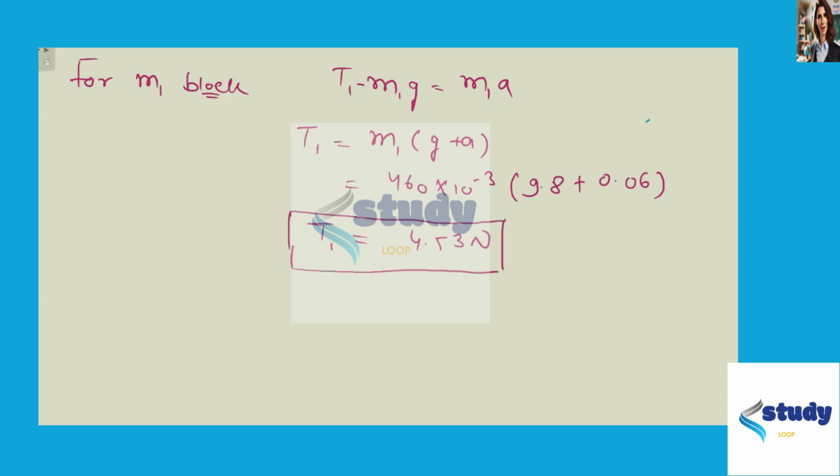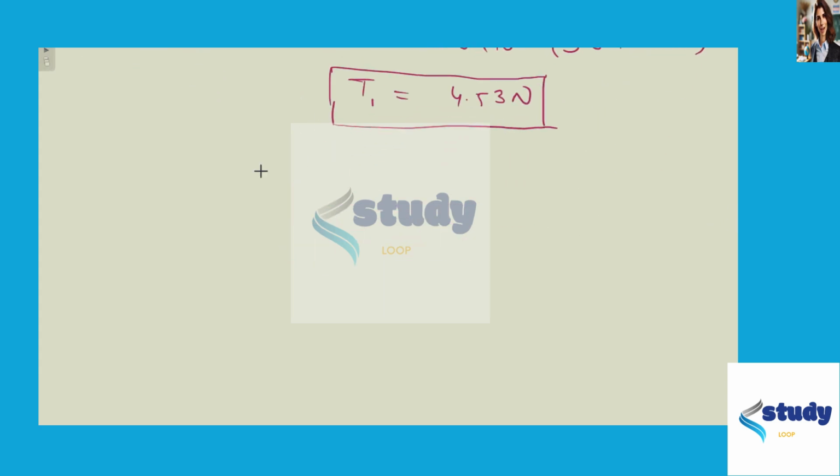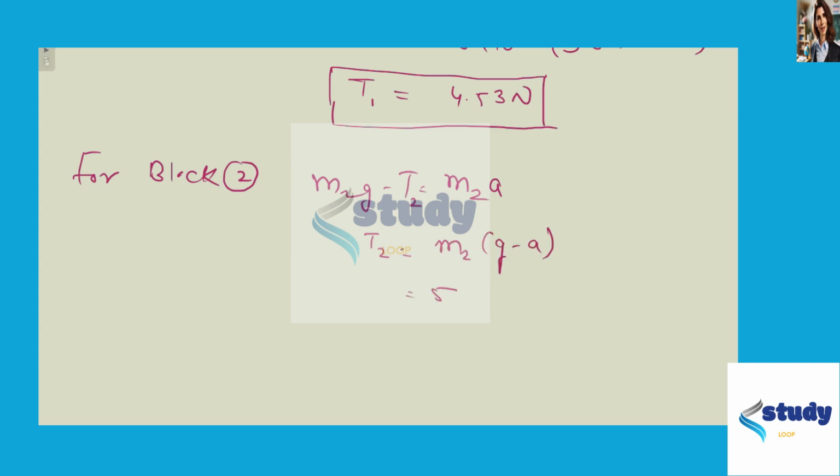Similarly we can find the value of tension T2. So for block 2 we can write, this is M2g minus T2 is equal to M2a. This is the Newton's equation. So from here we get the value of T2. So T2 is equal to M2 into (g minus a). Now put all the data in this equation. So this is 500 into 10 to the power minus 3 into (9.8 minus 0.06). So this comes out to be 4.87 Newton. So this is the value of tension T2.